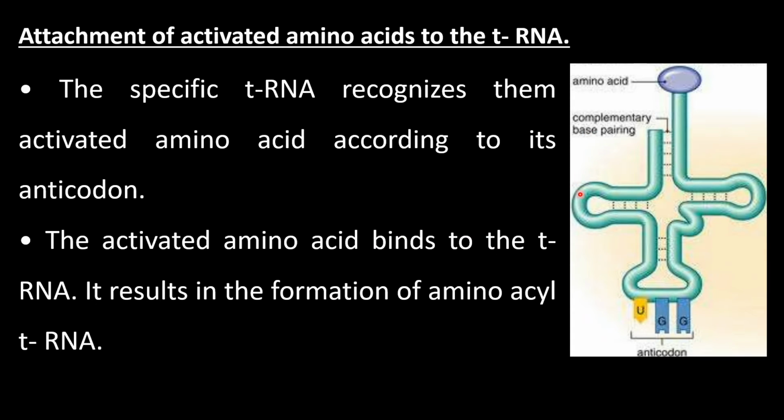So here you will find the diagram of transfer RNA. It has arms, and here you will find the amino acid binding site, and opposite to that the anticodon arm is there. So here the specific transfer RNA recognizes the activated amino acid according to the anticodon. So that is the attachment of activated amino acid to transfer RNA. That is the second step.